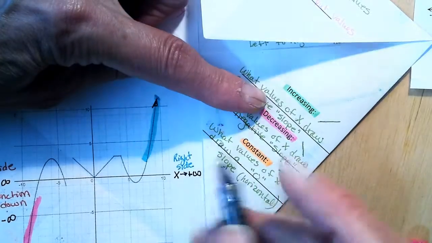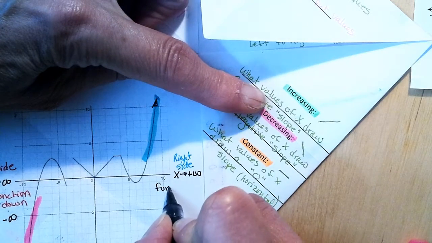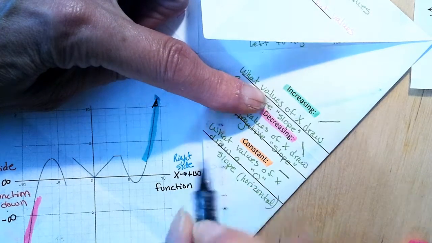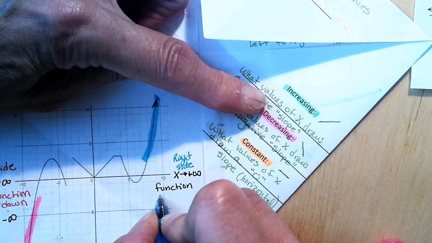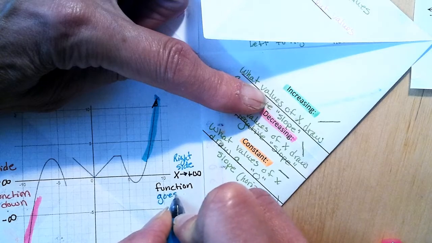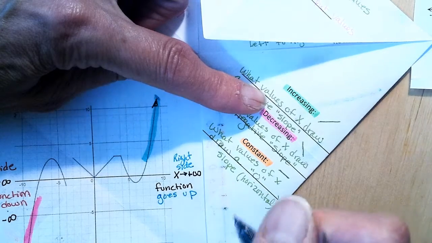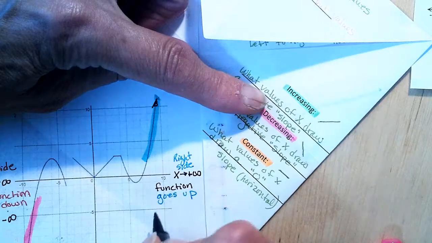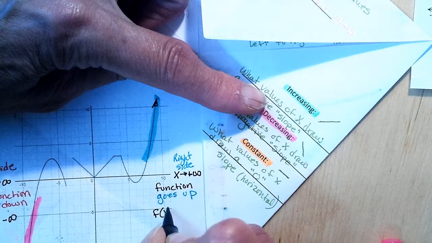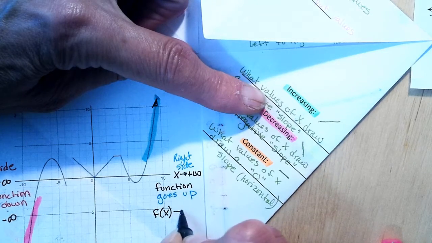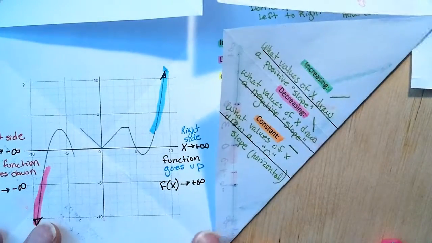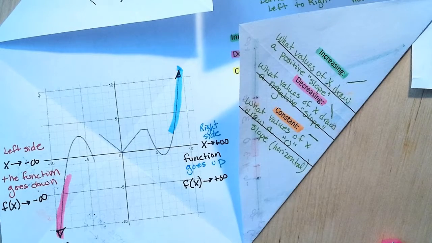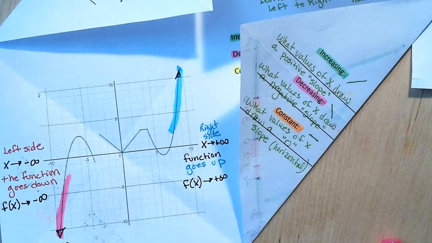So on the right side, the function, I meant to write this in blue, the function goes up. So how do we write that? We say the function, our end value, our y, keeps getting bigger and bigger. It's going up. Okay, so that's how you write things about end behavior. You're only looking at the ends.